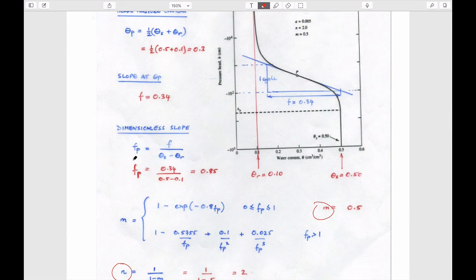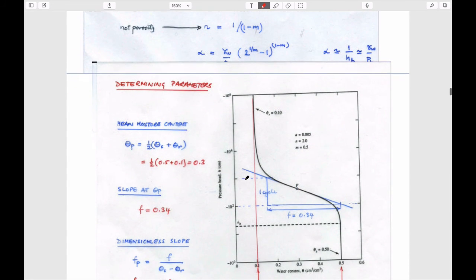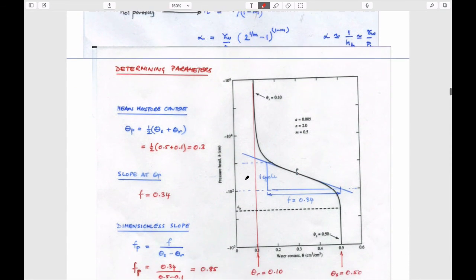It's just a recipe. It basically comes down to drawing the curve, figuring out what the residual saturation of water is, the residual saturation of air is, drawing some lines and calculating some numbers and figuring it out. But you won't be asked to do that, and I don't think we need to do that in this class, but you can do that.